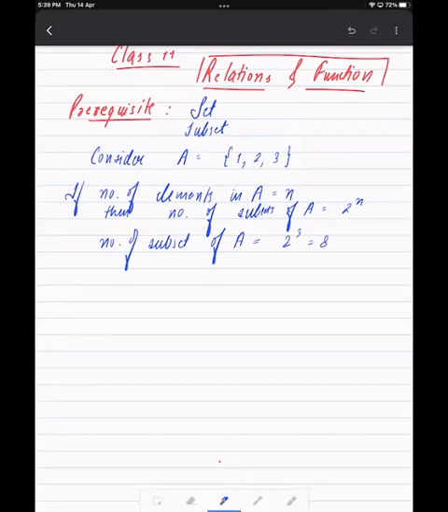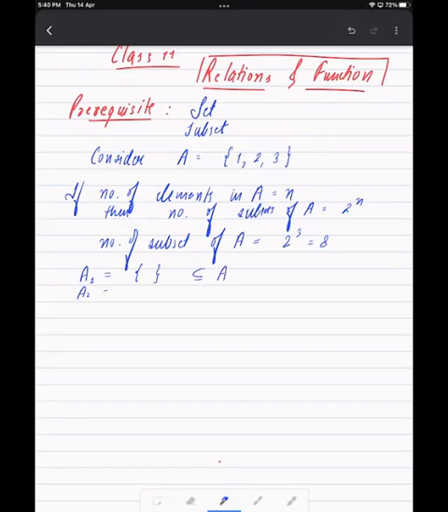So let us see A1. What is a subset? You have to choose elements from this A. It can be one element, it can be any 2 elements, it can be any 3 elements, or even no elements. If you're choosing no element, that means you are not putting any element in the set. So it's an empty set. This is also a subset of A.